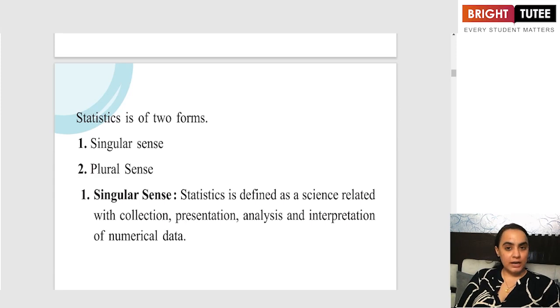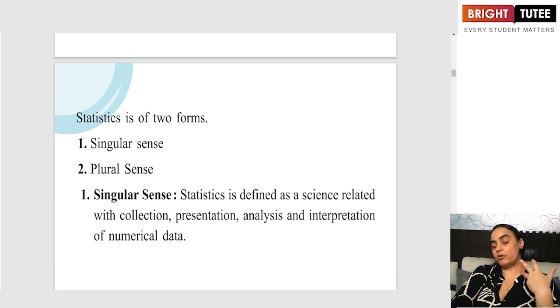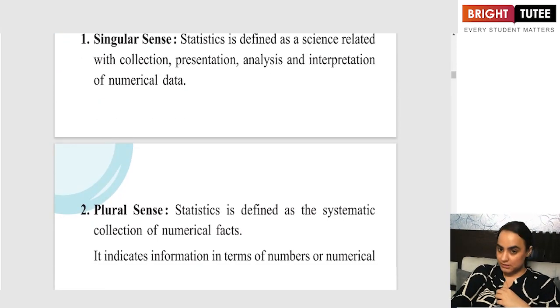Statistics is of two forms, singular as well as plural. Singular means that science or statistics in a singular sense is a science which is only related to collecting, presenting, analyzing and interpreting the numerical data, the numbers. So when you are collecting, organizing, analyzing and interpreting the numbers, that is the singular sense.